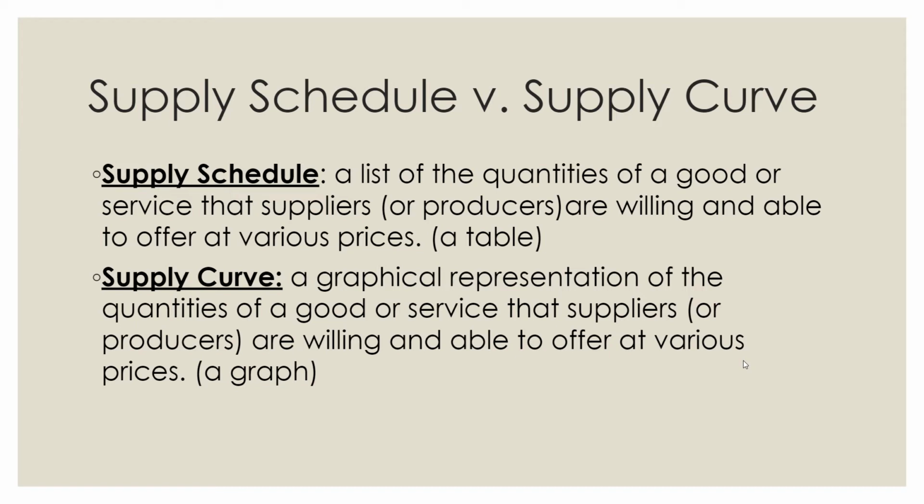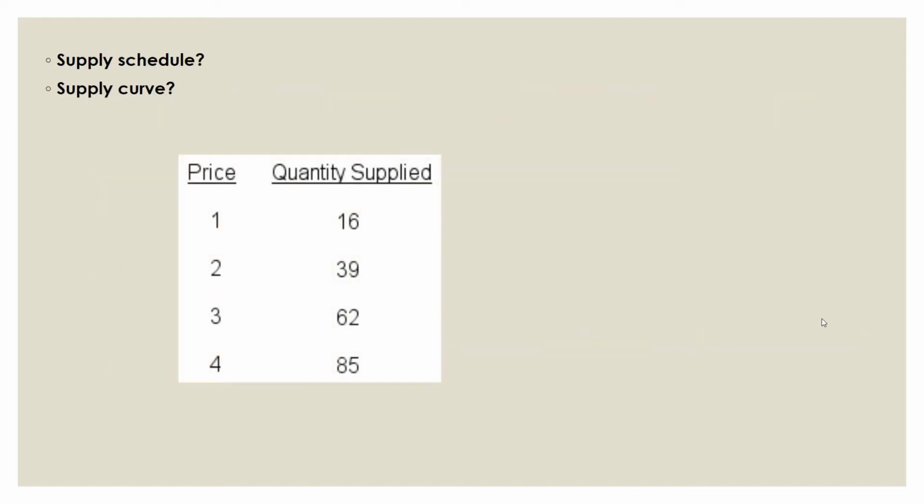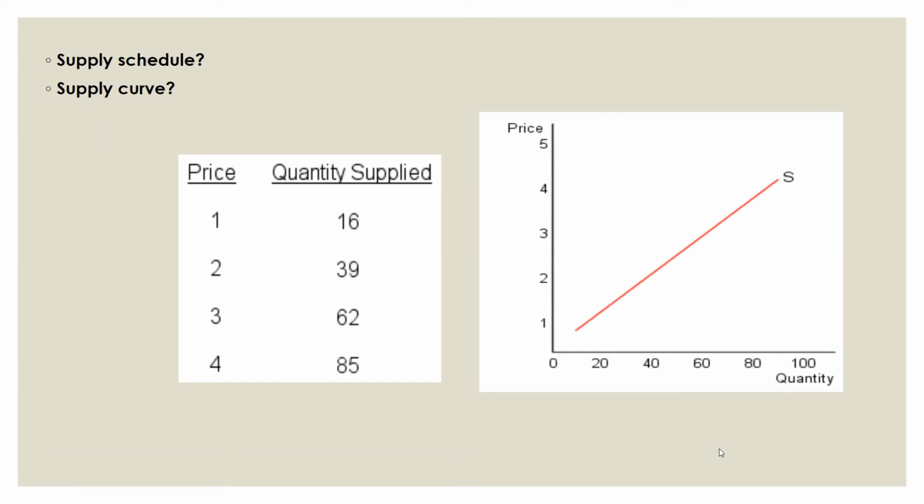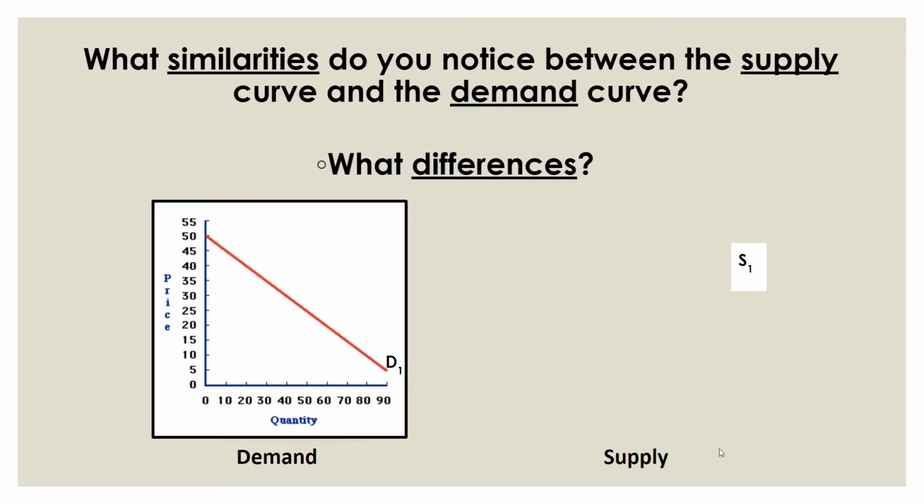We've seen this logic before. The supply schedule is a table, a list of the quantities of a good or service that suppliers or producers are willing and able to offer at various prices. The supply curve, that's the last one on your study guide, is a graphical representation of the quantities of a good or service that suppliers are willing and able to offer at various prices. And this is a graph. So the curve is a graph. Supply schedule is a table. So let's try this out. Is this a supply curve or a supply schedule? Is this a supply curve or a supply schedule?